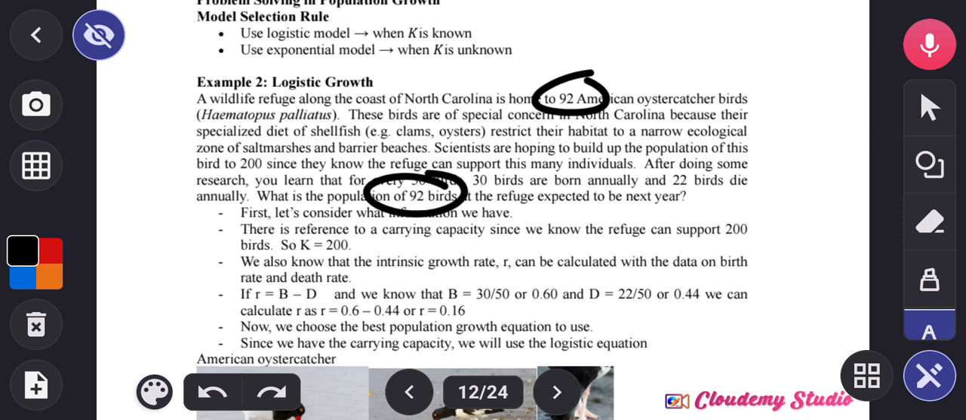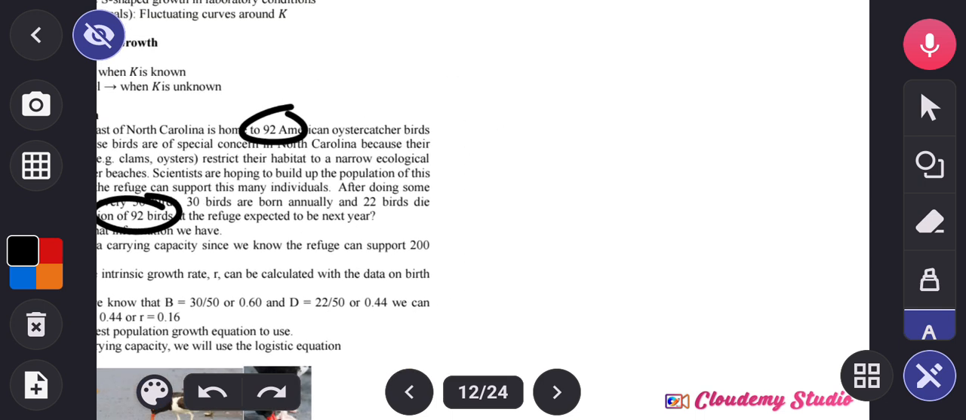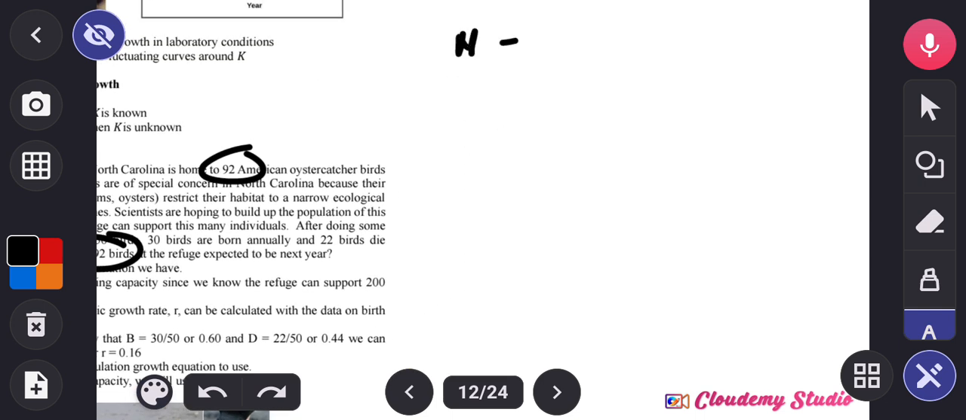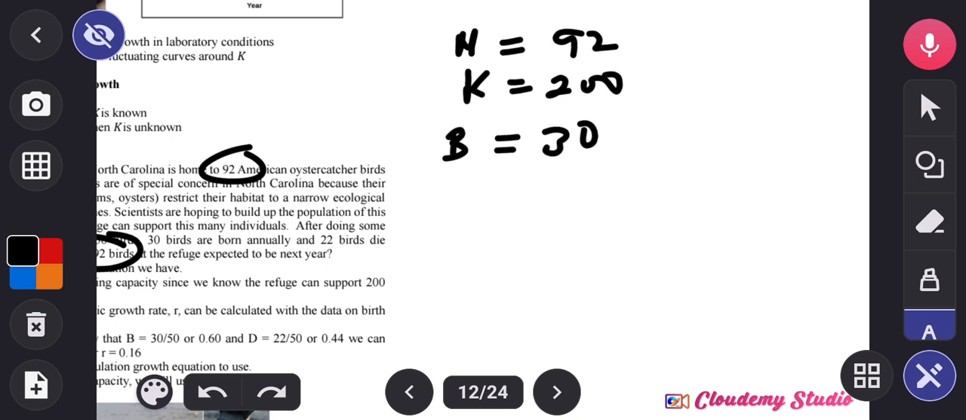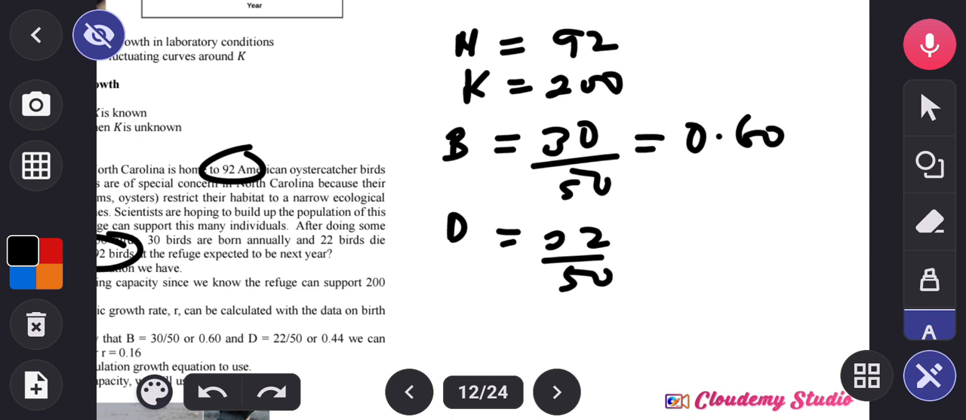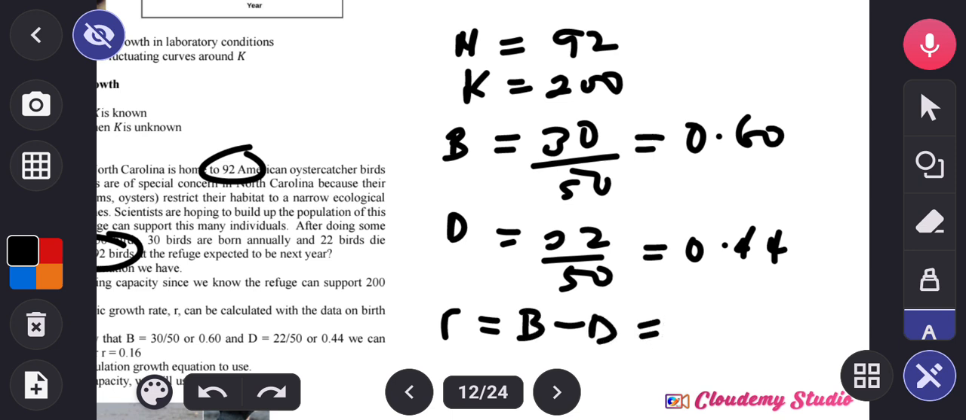Now, what is going to happen here is that we have our number of individuals to be 92. We have our carrying capacity to be 200. We have our birth rate to be 30 births out of 50. So 30 over 50, that is 0.60. Then death is 22 over 50, that is 0.44. Which means our intrinsic rate, remember intrinsic rate is B minus D. If you subtract 0.44 from 0.60, you are going to get 0.16.